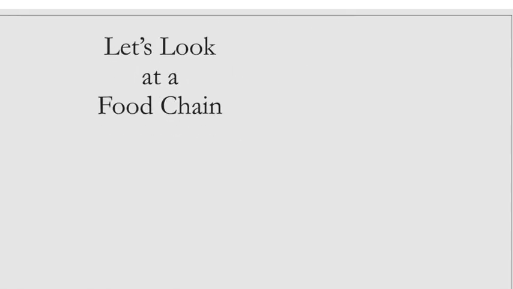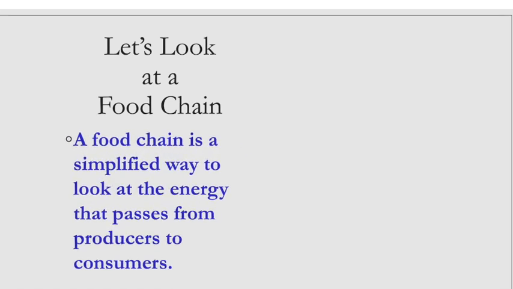So now as a class, let's look at a food chain. So once again, a food chain is a simplified way to look at the energy that passes from producers to consumers. So it passes from one organism to the next.